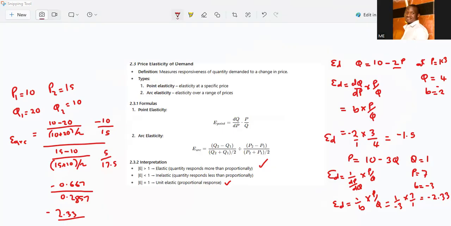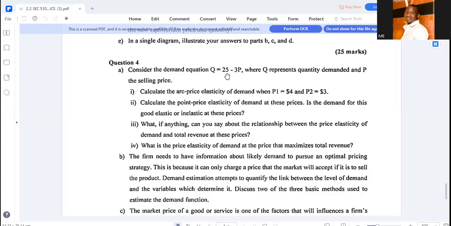So we go to the exam question here. We want to try. Consider an equation where Q equals 25 minus 3p, where Q represents quantity demanded. Calculate the arc price elasticity when P1 is 4 and P2 is 3. Okay. What do we do?